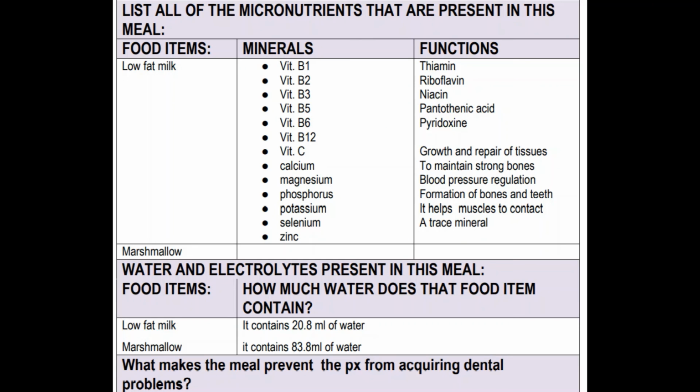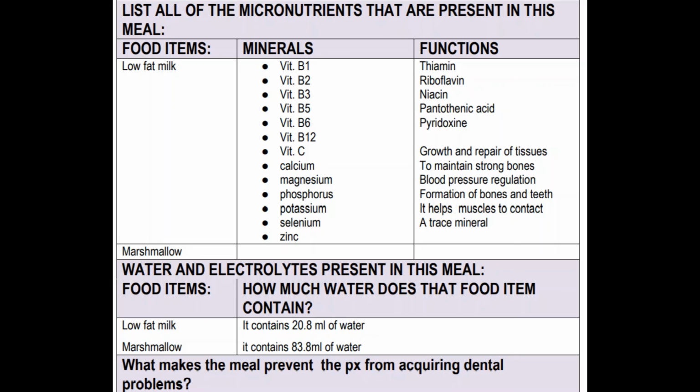So this is the list of all the micronutrients that are present in this meal. The food item is low-fat milk. It has vitamins from vitamin B1 to vitamin B12. It also has vitamin C, calcium, magnesium, phosphorus, potassium, selenium, and zinc. So each has its own function.